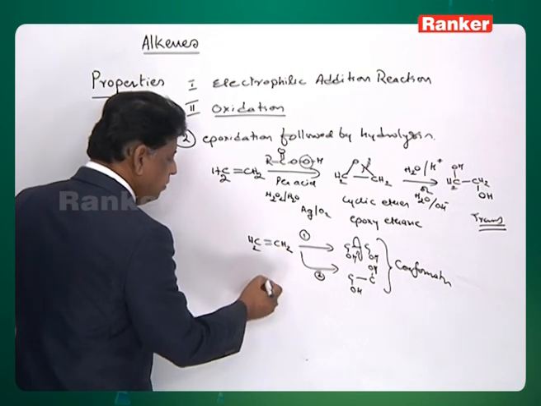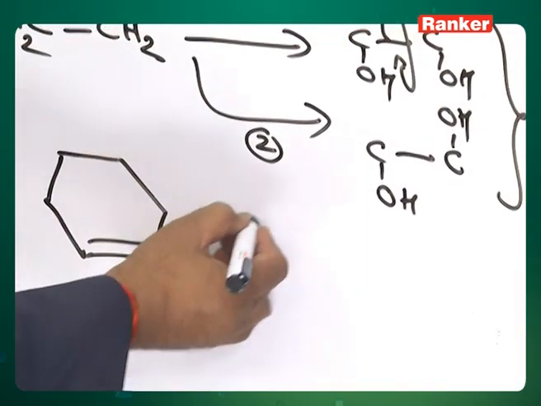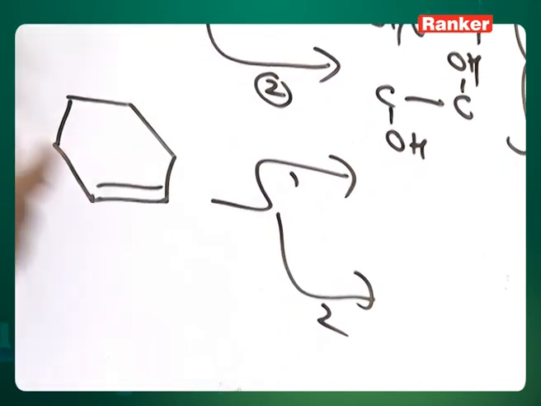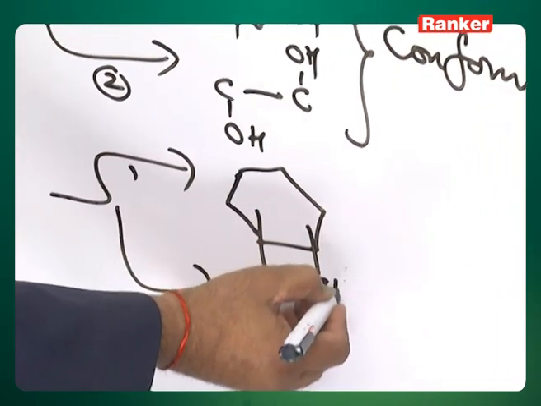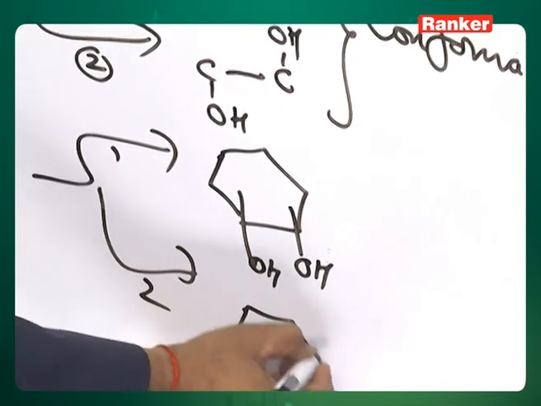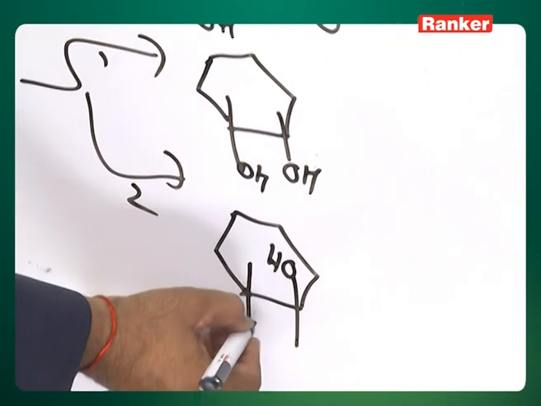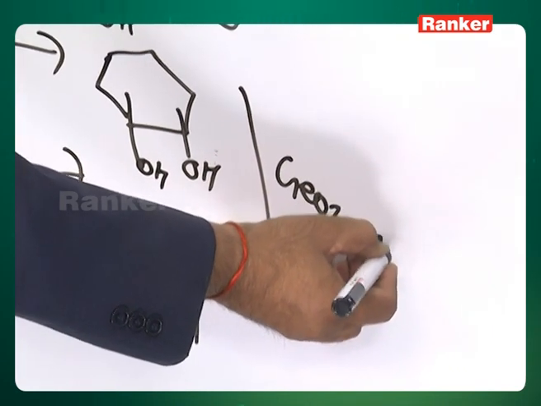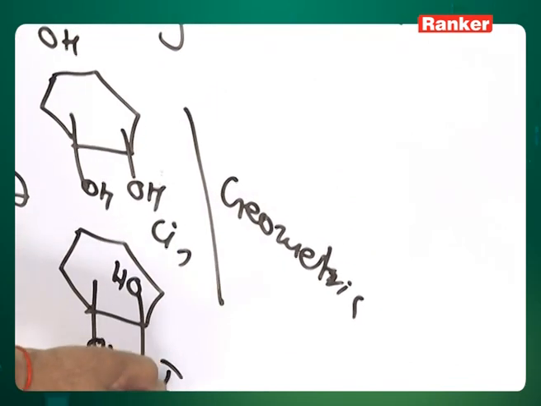But if I take a compound like cyclohexene, then these two reactions differ and give different answers. Alkaline KMnO4 will give a cis glycol. Two OHs will either both be down or both be up. But in the other case, one will be up and one will be down. So, what is the relation between these two? They are geometric isomers, that is cis-trans isomers. One is a cis compound, one is a trans compound.